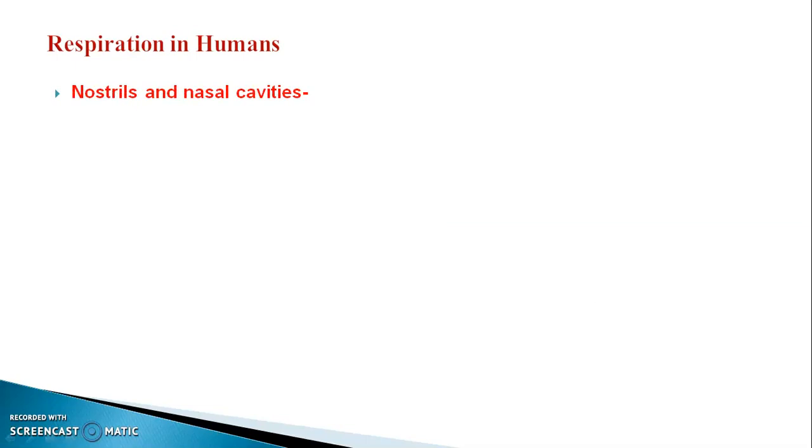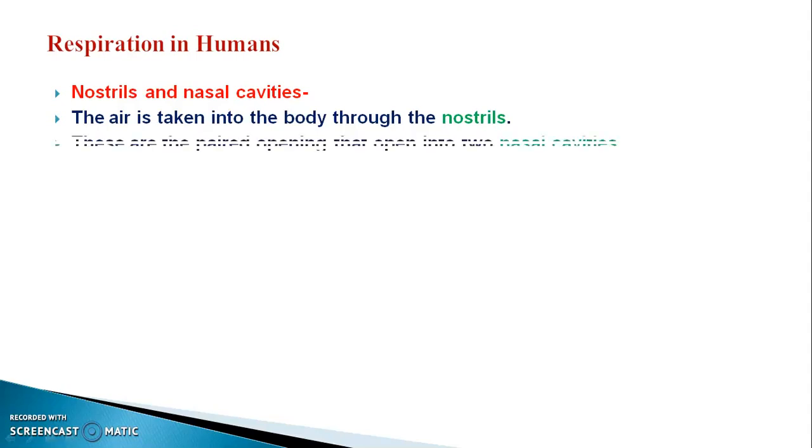Okay, now let's discuss one by one. Nostril and nasal cavities. This is a very special structure present in the human being through which air is taken into the body. The function of the nostril is to take air from the atmosphere into the body. These nostrils are basically paired openings, and these paired openings open into the two nasal cavities.